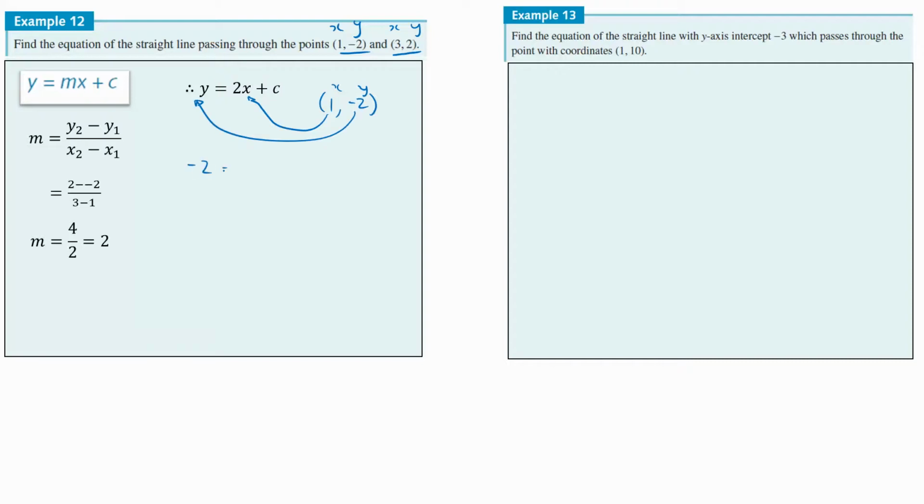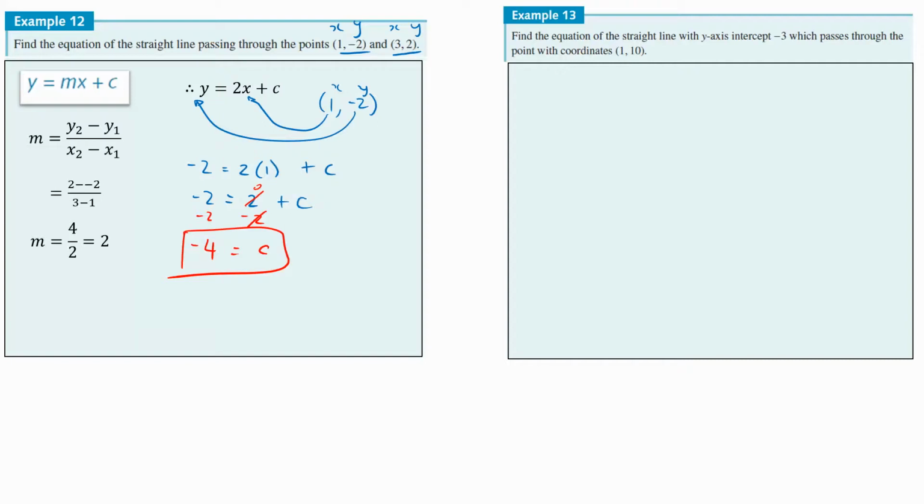So this now becomes negative 2 equals 2 times 1 plus c. 2 times 1 is 2. This is still negative 2, and this is still plus c. Then I want to find c, so I've got to remove the positive 2 here. How do I remove the plus 2? The opposite of plus 2, minus 2. So I minus 2 on both sides. 2 minus 2 is 0. Negative 2 minus 2 is not 0, it is minus 4 equals c. So c is negative 4.